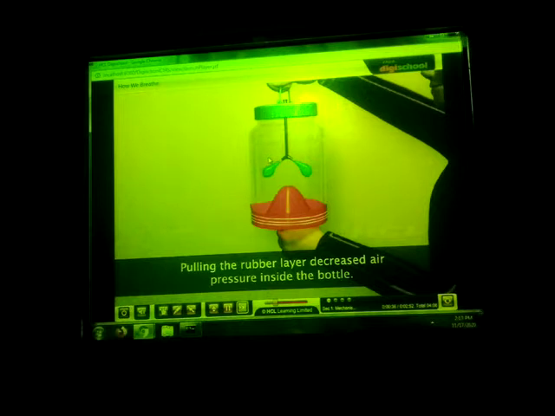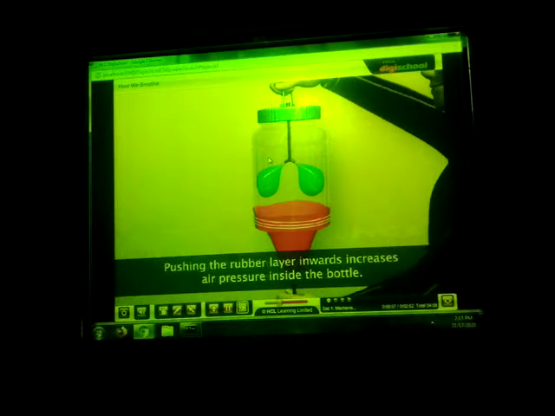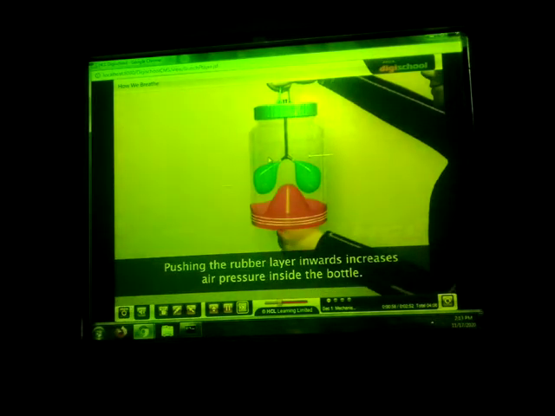When the rubber layer at the bottom of the bottle is pulled, the pressure inside the bottle is reduced. This creates a difference in air pressure inside and outside the bottle. As a result, air rushes in and the balloons inflate. On the other hand, if you push the rubber layer inwards, the pressure inside the bottle increases as compared to that outside. This causes the air to move out. The balloons now deflate.